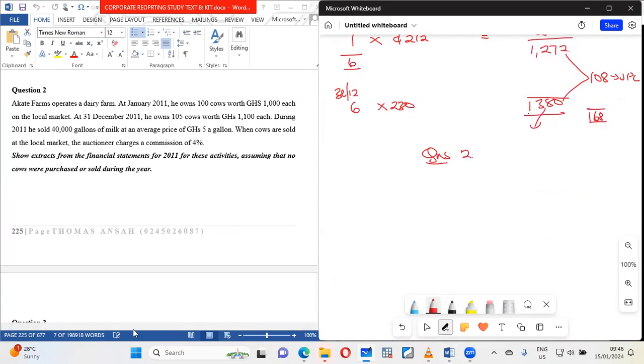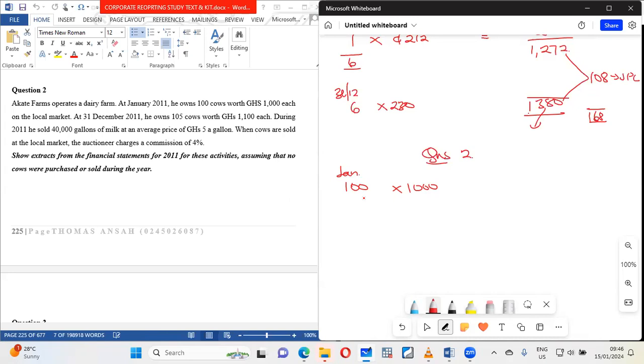In January 2011, he owns 100 cows. So we know that he owns 100 cows in January. The worth of the 100 cows is 1,000 each. Okay, so 1,000 each. That's the price in the local market. And they say in December, he now owns 105, and they are now priced at 1,100.